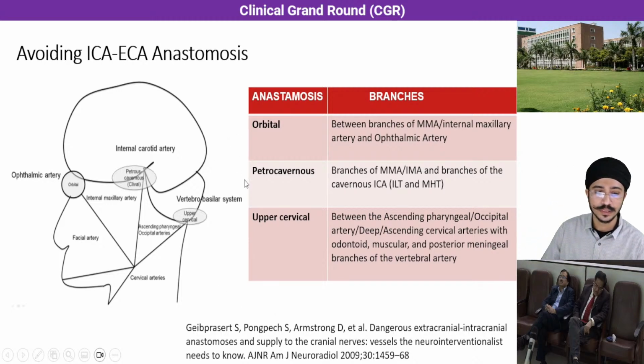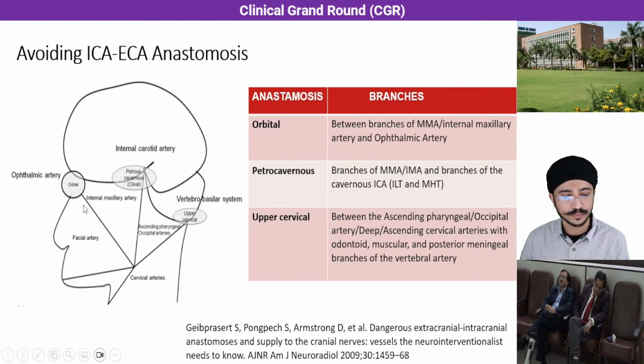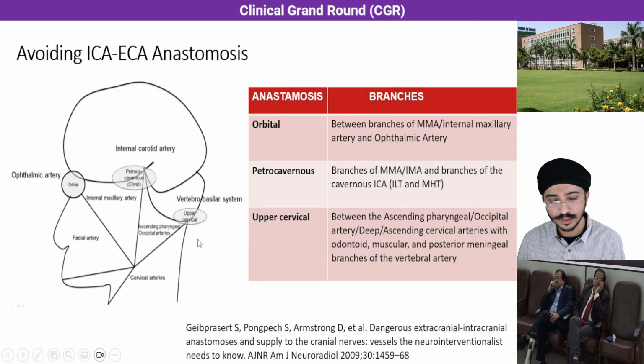So basically, there are three major ICA, ECA anastomoses that are present. The first one is orbital, which is depicted here, and it is between the branches of the MMA or internal maxillary artery and the ophthalmic artery, which is the branch of the ICA. Then we have the petrocavernous anastomosis, where the branches of the MMA and IMA and the branches of the cavernous ICA, which are basically the ILT and meningohypophyseal trunk, anastomose. And the upper cervical anastomosis, where there is anastomosis between the ascending pharyngeal and occipital artery and ascending cervical branches with the odontoid, muscular, and posterior meningeal branches of the vertebral artery.